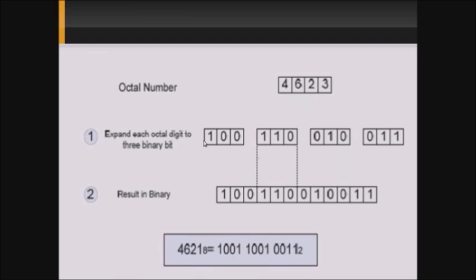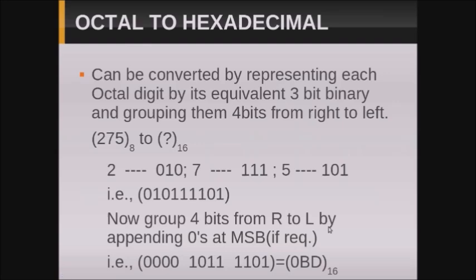Now if you club all these 4 groups, then it becomes the binary equivalent for the given octal number, that is 100, 110, 010, and 011. This is the binary equivalent for the given octal number 4623. Now we would see the next conversion, that is octal to hexadecimal. We'll see how to do that.